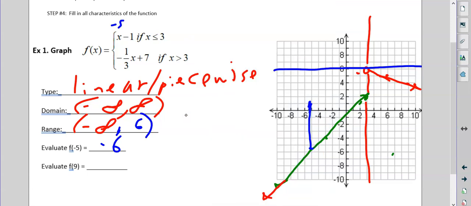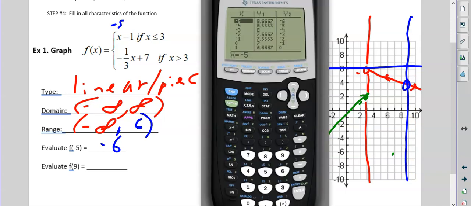And then f of 9, well, where's f of 9? F of 9 is right here. Where does that intersect? Right there at 4. But again, I could look at my calculator and go to 9, and look at y1, because that's where it is. You got to pay attention to which one's which. But if you go to 9 now, 4.